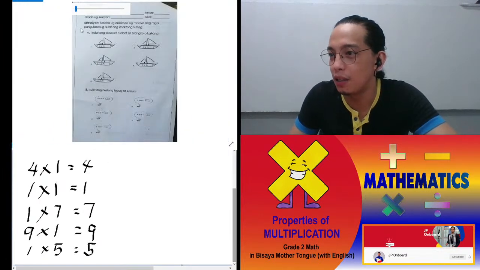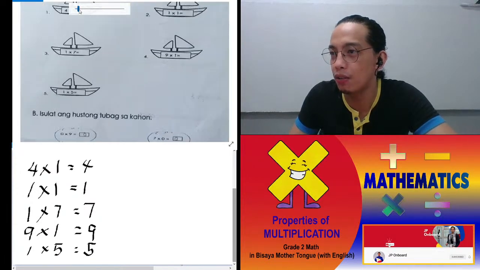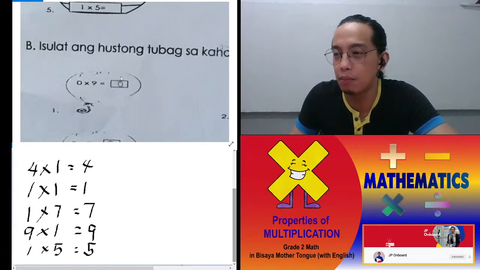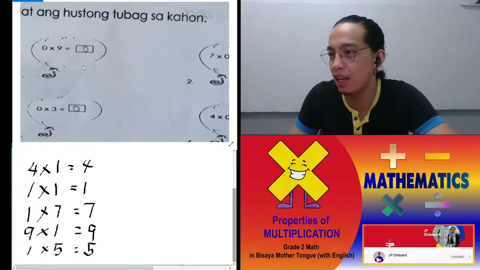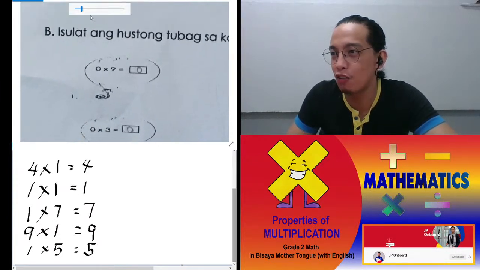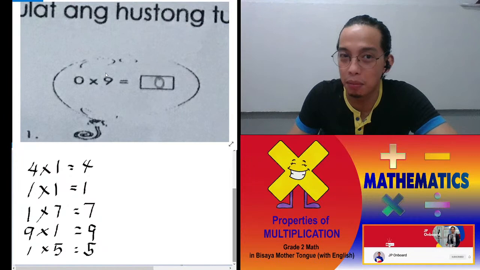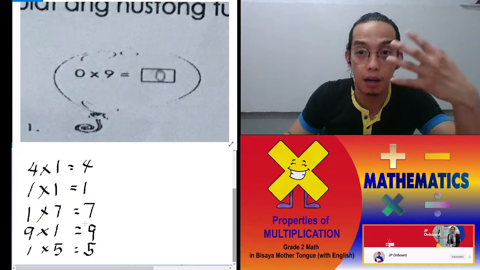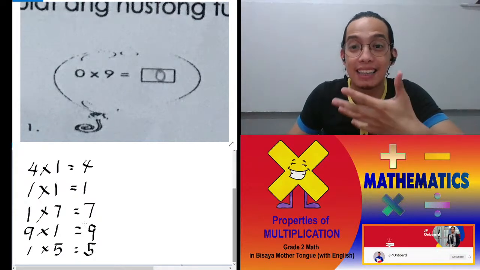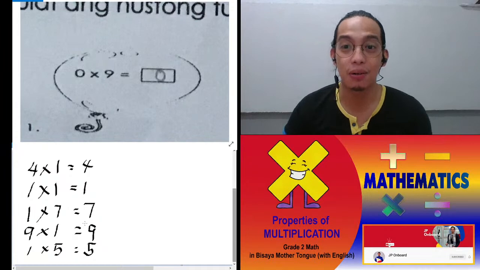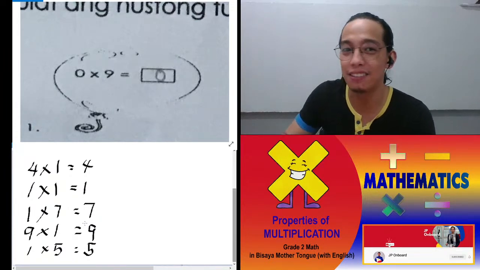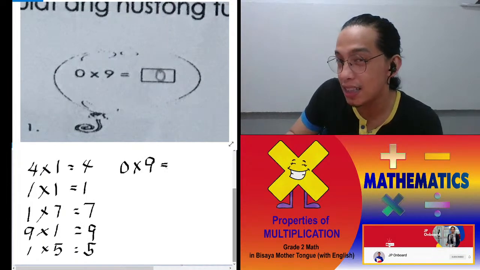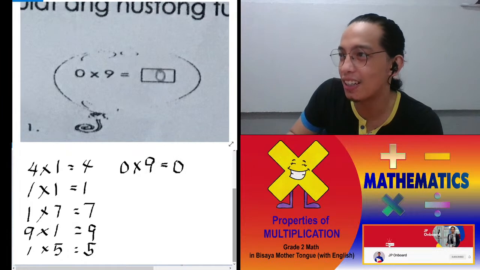We're almost done. Write the correct answer in the box. Okay, so you can see here, this is the zero property of multiplication. It's the easiest, no? The zero property of multiplication tells us that any number multiplied by 0 is 0. All right, so 0 times 9 is 0. Correct.